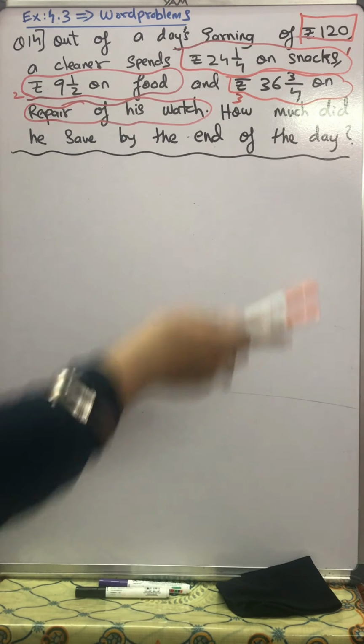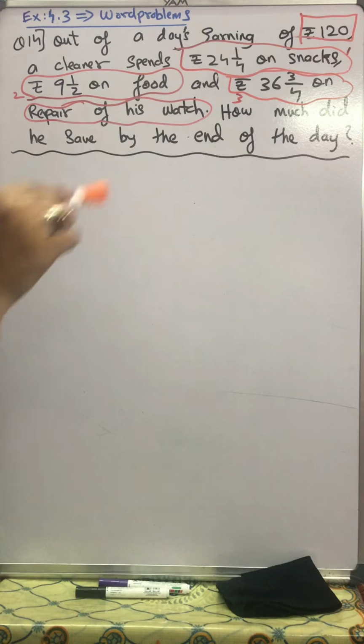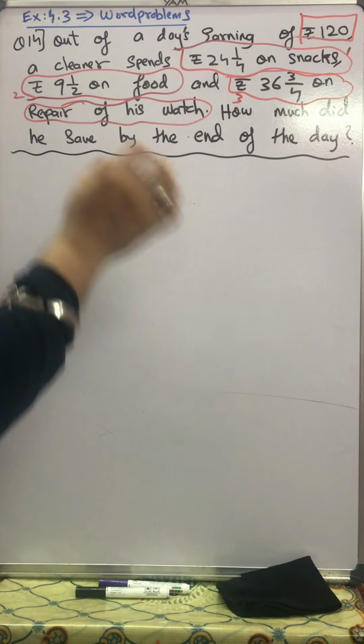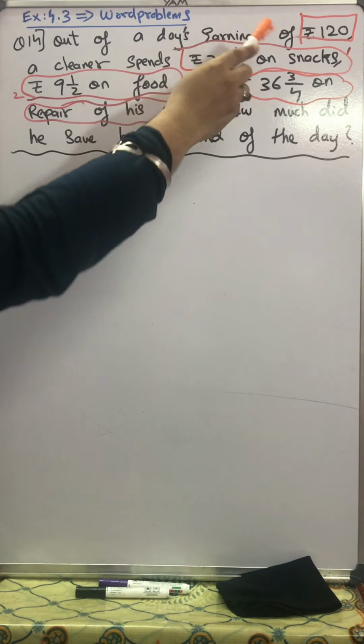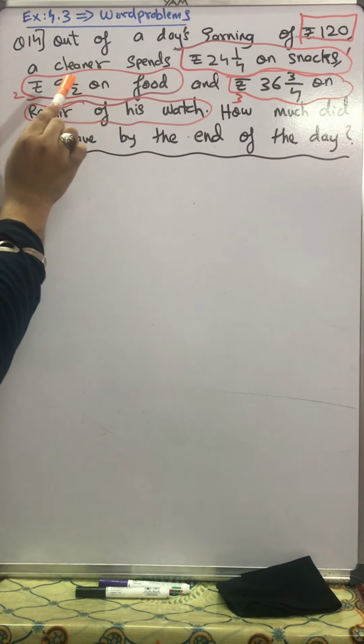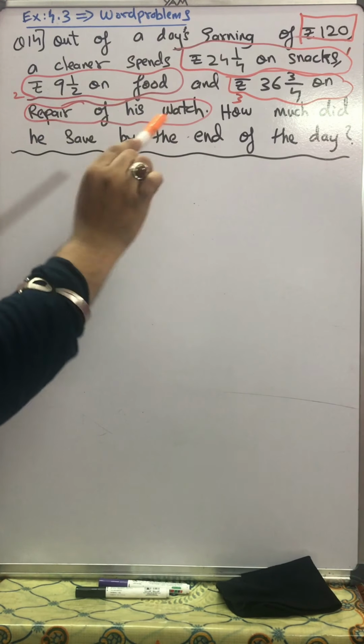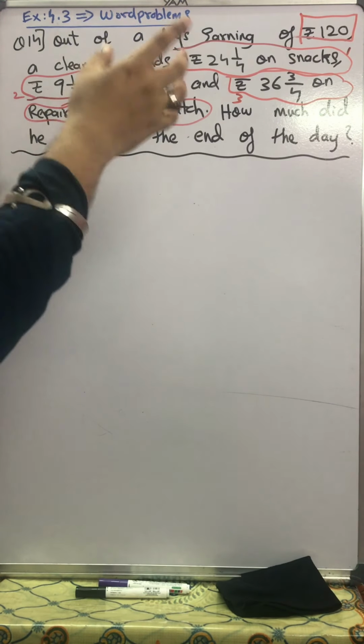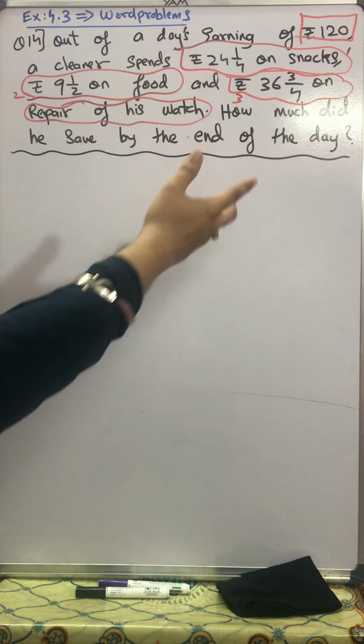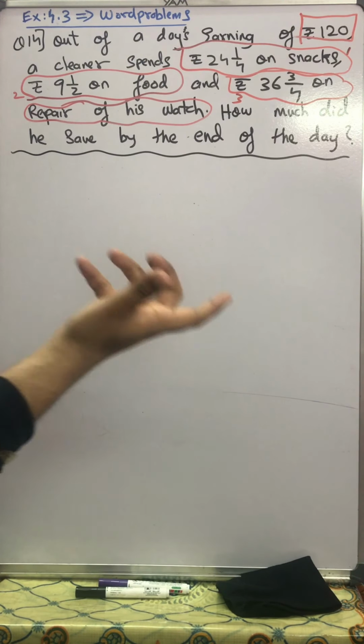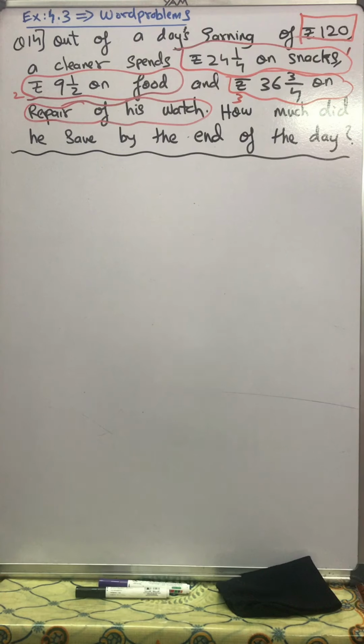It's so simple. Out of rupees 120 which he earns at the end of a day, we have to subtract the expense of snacks, the expense of food, and the expense of repair of his watch. So 120 minus this, and the amount is nothing but the saving. But we need to write down the given things over here. So let's start, students. A day's earning of a cleaner.